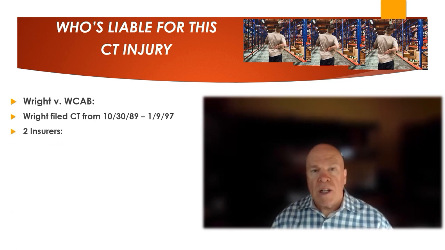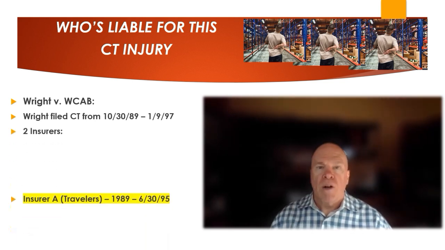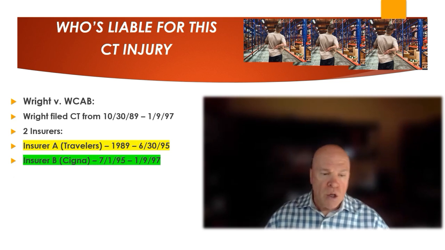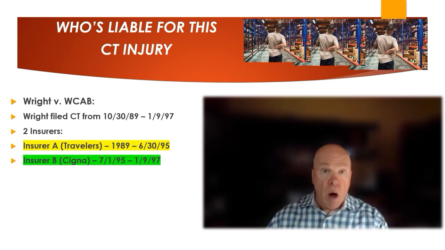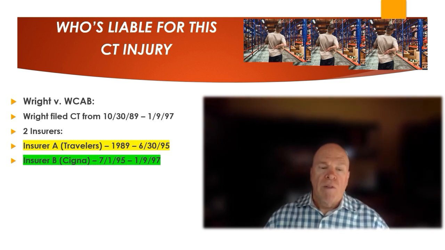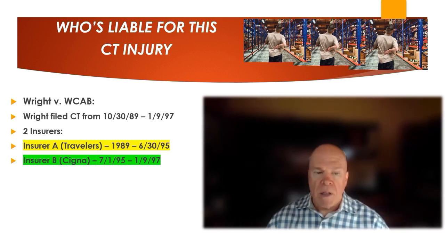And you can imagine that during this period of time, the employer could have 1, 2, 3, 4, multiple insurers. Well, in this case, there were 2 insurers. Travelers was responsible for the insurance between 1989 and 1995, the bulk of the cumulative trauma period. And then at the very end, for a short period of time between 1995 and 1997, Cigna took the responsibility and the liability during that time period.